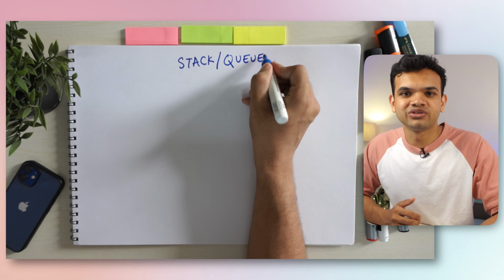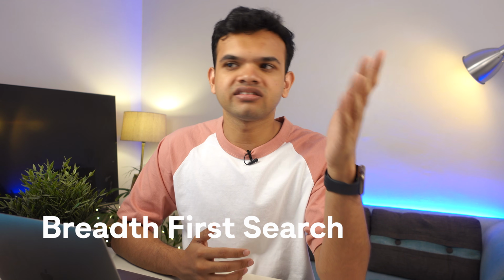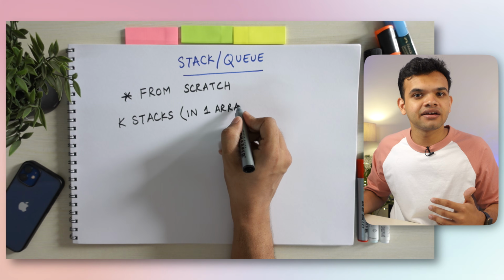Moving to stacks and queues. So stacks and queues are based on arrays. If you don't know about it, check that video. And I have not seen a lot of standalone questions for stacks and queues, but they are really important in a lot of other algorithms like BFS and DFS. But what you should know is how to implement them from scratch. One really interesting question is implementing k stacks in a single array.